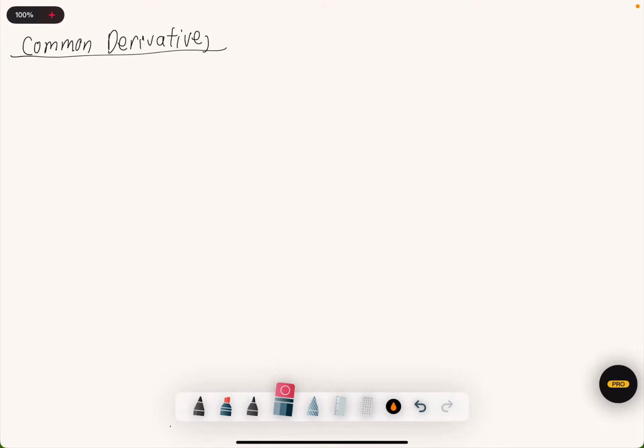Today we're talking about common derivatives, including the derivatives of polynomials, trigonometry functions, inverse trigonometry functions, and exponential functions.